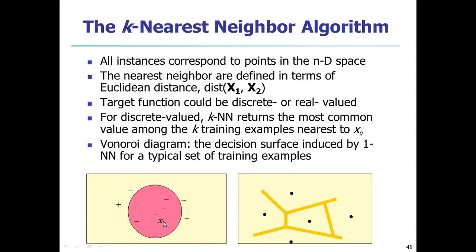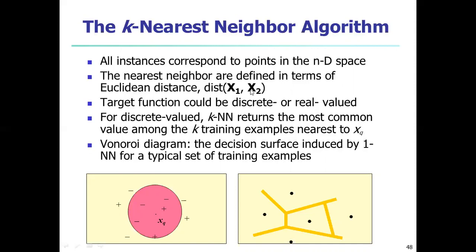In other words, the formula is dist of x1 comma x2 is equal to the square root of the sum from i equal to 1 to n of (x1i minus x2i) whole squared. This is one of the distance formulas which identifies the closeness. For each numeric attribute, we take the difference between the corresponding values of that attribute, which gives the distance between x1 and x2.